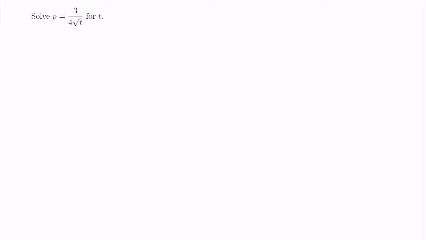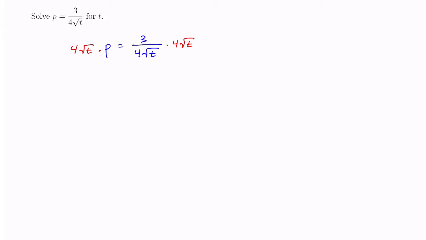In this example, we will solve the equation p equals 3 divided by the quantity 4 root t for the variable t. As a starting point, I begin my solving by getting rid of the fractions, especially since the variable we are solving for is in the denominator. To cancel out this denominator, I will multiply both sides of the equation by 4 root t.